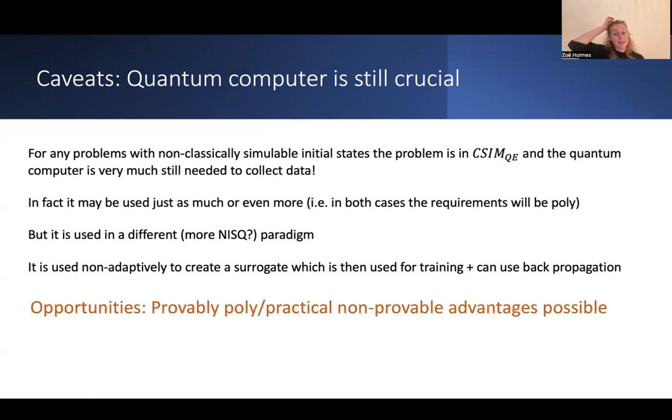So opportunity here, one, there could be provably polynomial advantages for actually running a parameterized quantum circuit on the hardware. Or it could turn out, though I don't know, a bit less skeptical of this, a bit more skeptical of this, that there are practical advantages just from running it on hardware. And certainly, and I'll move on to the next slide, there could be non-provable advantages from running on hardware. We don't need to be able to prove anything just for something to actually turn out to work better.